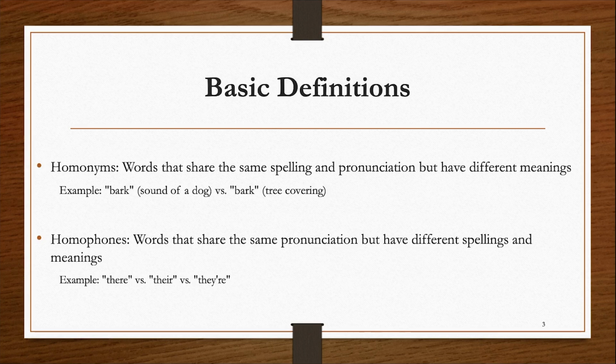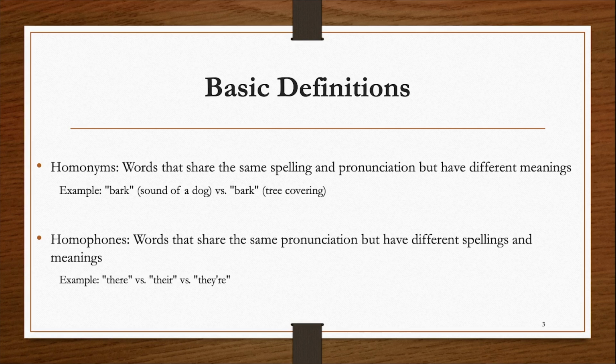Now, some basic definitions. What are homonyms? Homonyms are the words that share the same spelling and pronunciation but have different meanings. For example, bark. That's the sound of a dog, and bark is also the tree covering. So, here are two words with the same spelling and pronunciation but different meanings altogether.